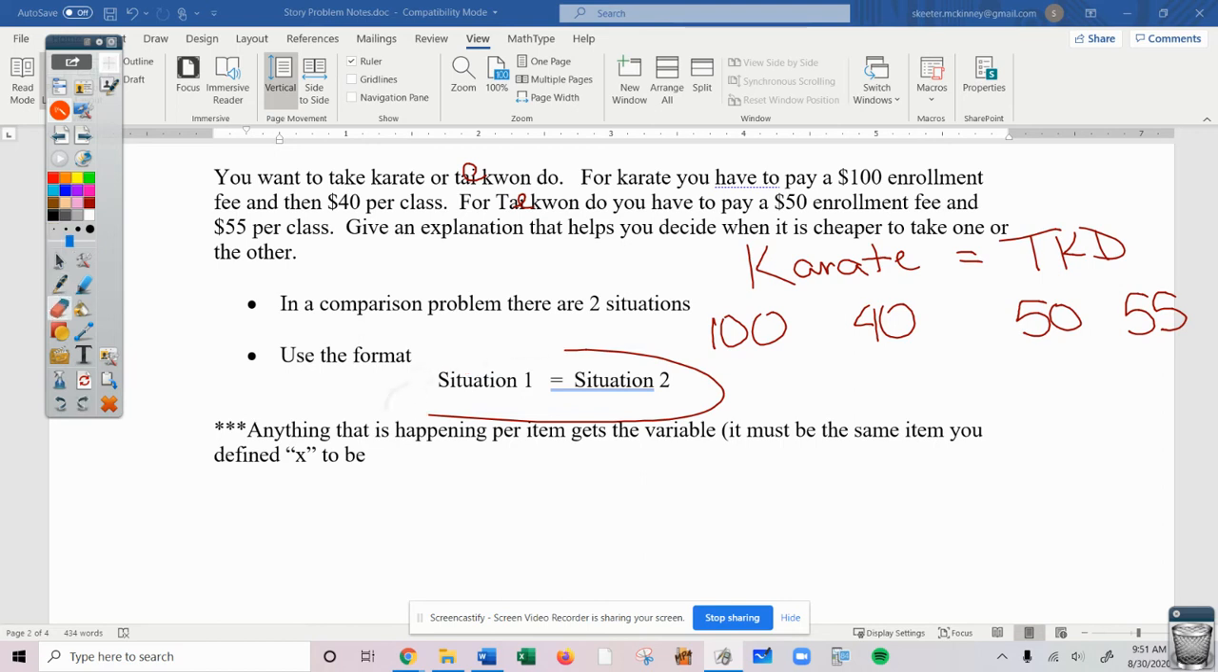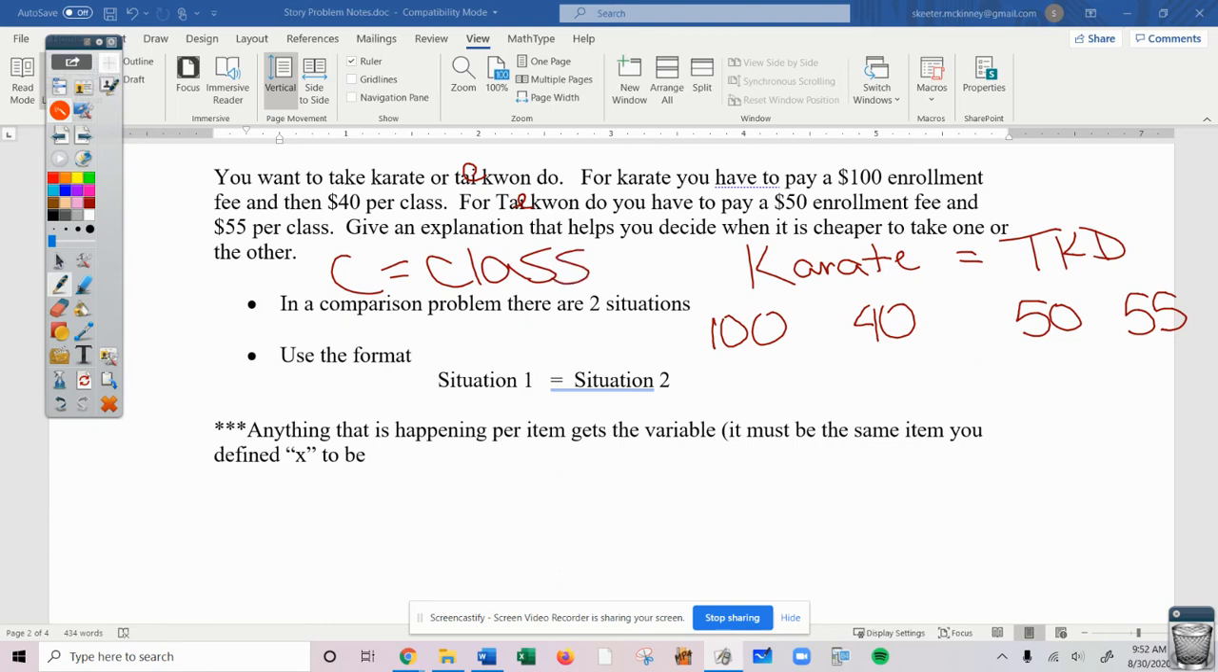Okay, now anything that happens per item gets the variable. So we're going to have to think about this carefully. What is happening per item? Well, we haven't even defined a variable yet. Okay, and this one doesn't have that straightforward question. But we're trying to decide when one is cheaper. So what is affecting how much we spend? What's making it cheaper or more expensive? And that's the number of classes we go to. So that's going to be our variable.